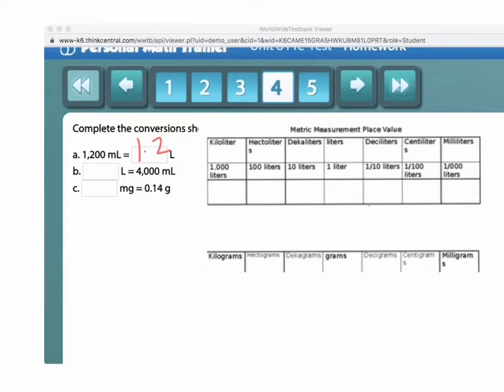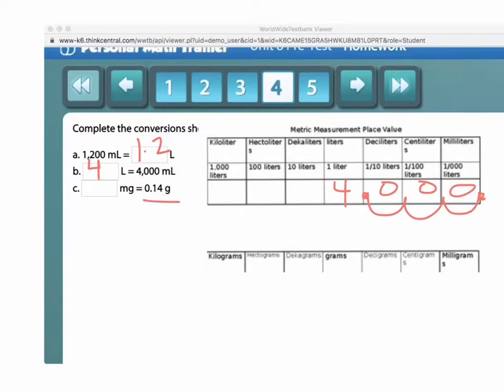Similarly, we're going from 4,000 milliliters, so I'm going to write in my 4,000. I always write it backwards because I always want to start at the place value that it ends with. So 4,000 milliliters, I'm going to change that into liters. Same thing. I'm dividing by 1,000 because there are fewer bigger units and more smaller units, and it ends up with 4. So 4 liters is the same as 4,000 milliliters.